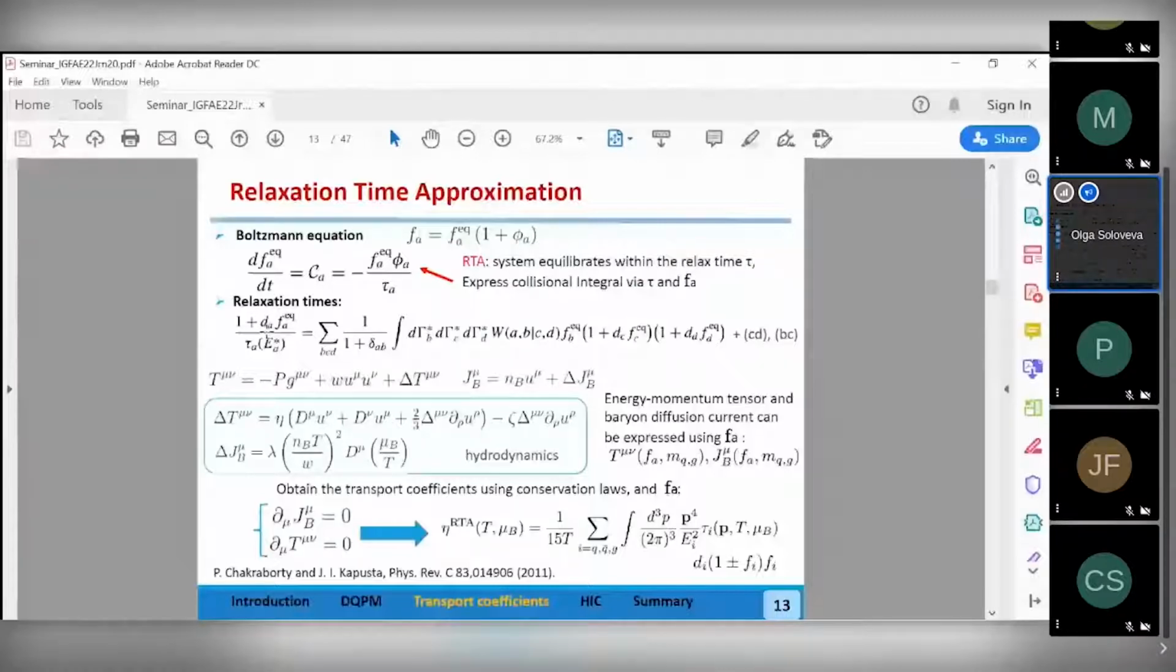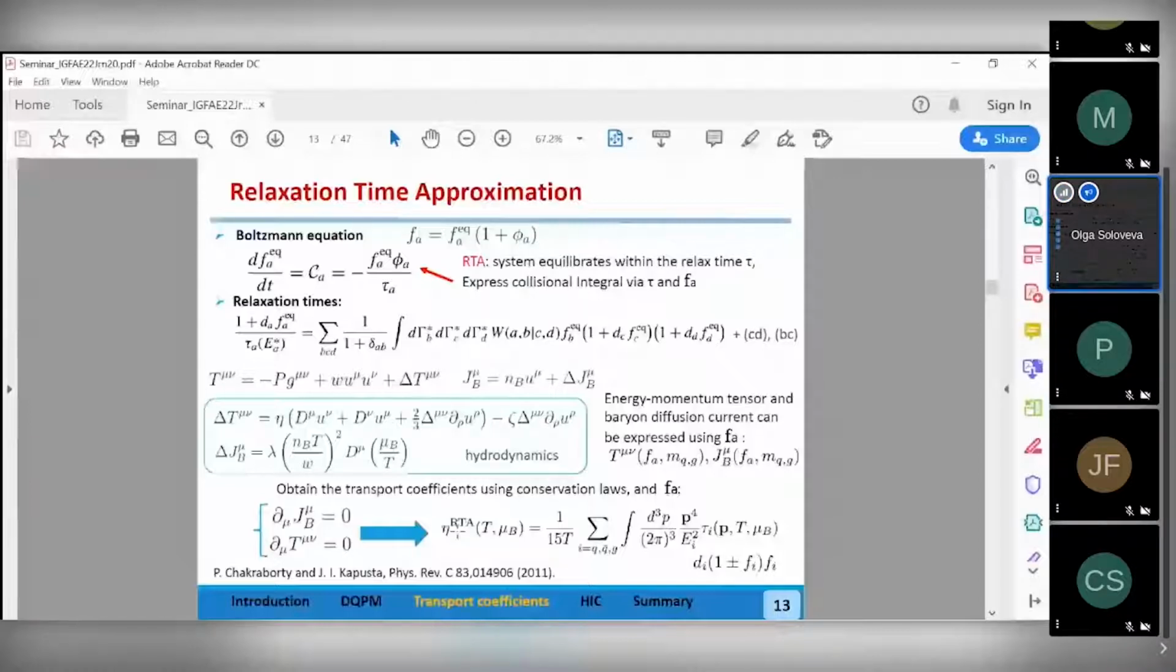But you can also simplify this formulation of relaxation time. So the trick is that you can express the stress tensor and the current in terms of distribution function. And using the conservation law, you can express the transport coefficient, shear bulk viscosity, or diffusion coefficient in terms of your distribution function and relaxation time. So that is the main trick.